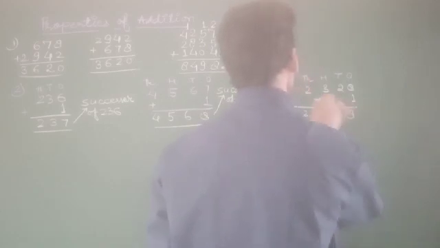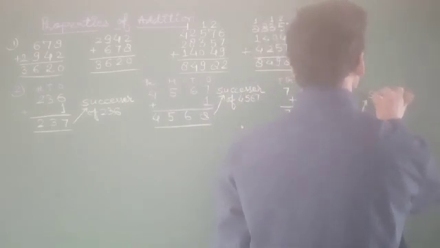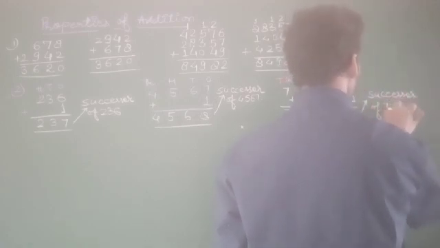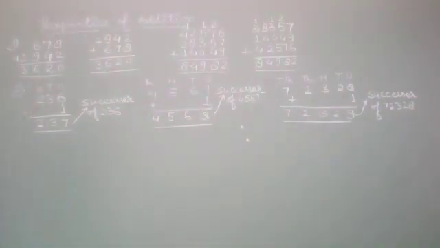78,329. So we can say that 72,329 is the successor of 72,328. Okay, so we have seen here when 1 is added to a number, the sum is the successor of the number. You can see here that when 1 is added to 236, that is 237. So 237 is 236 plus 1, that is 237, and 237 is the successor of 236.